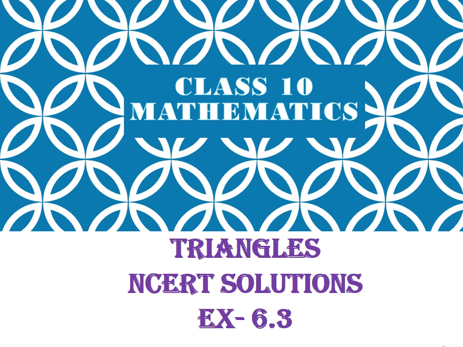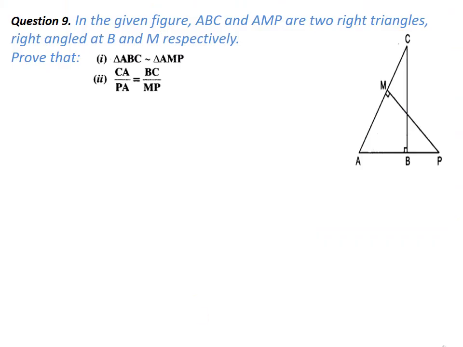Hello class 10. Let's solve exercise 6.3 of your NCERT book. Question number 9. In the given figure, triangle ABC and AMP are two right triangles. ABC is a right-angled triangle and AMP is another right-angled triangle, right-angled at B and here at M. So this is 90 degrees here and this is also 90 degrees here.